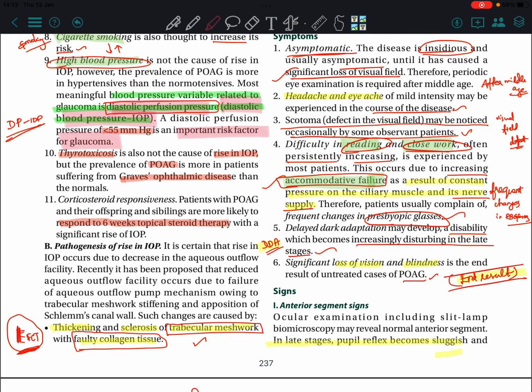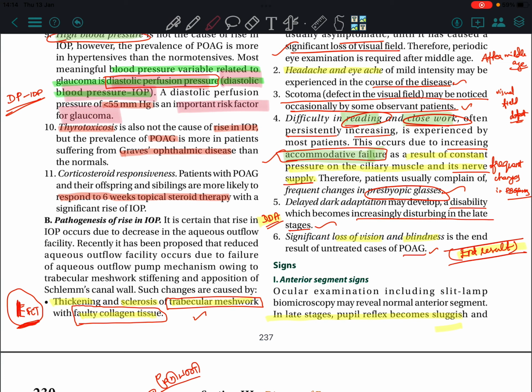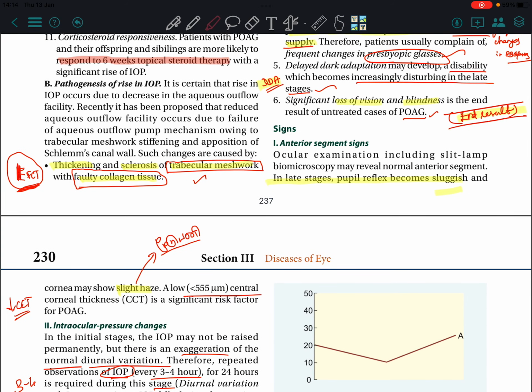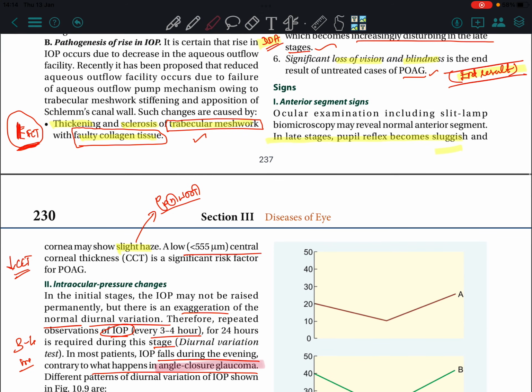Difficulty in reading and close work, often persistently increasing, is experienced by most patients. This occurs due to increased accommodation failure as a result of constant pressure on the ciliary muscle and its nerve supply. Delayed dark adaptation may develop, which becomes increasingly disturbing in the later stages. Significant loss of vision and blindness is the end result of untreated cases.